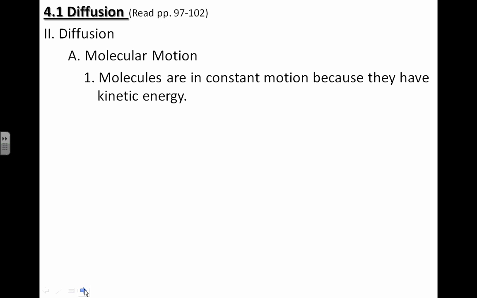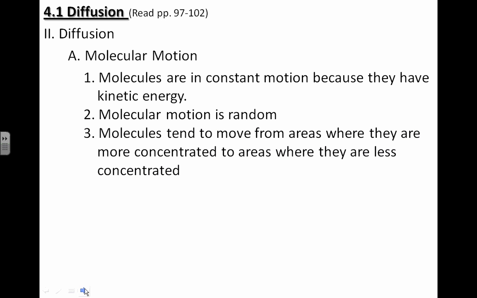Diffusion is actually a result of the natural molecular motion we see in molecules. Molecules are in a constant state of motion because they have kinetic energy. If you think back to physical science, kinetic energy is the energy of motion. The molecular motion that results from kinetic energy is random. So the net result is that molecules tend to move from areas where they are more concentrated to areas where they are less concentrated.